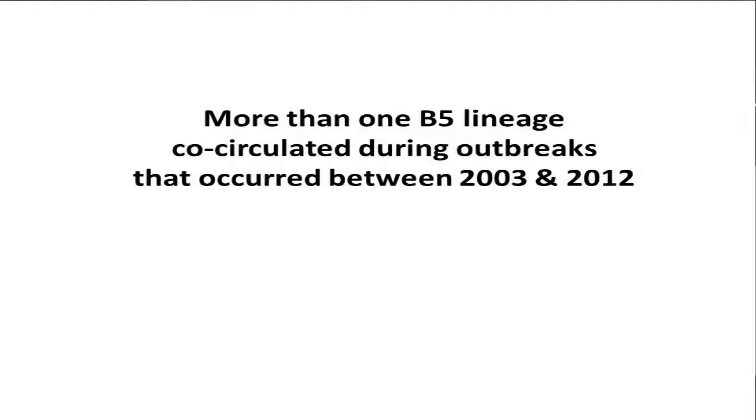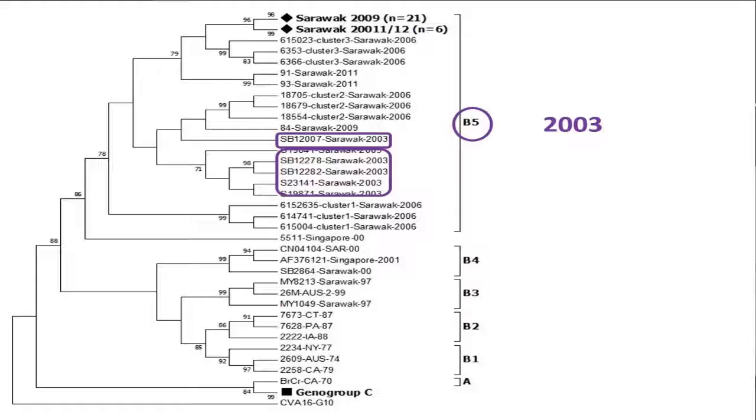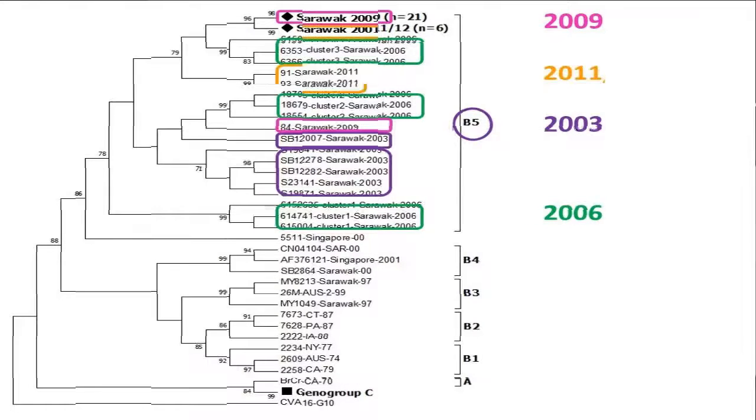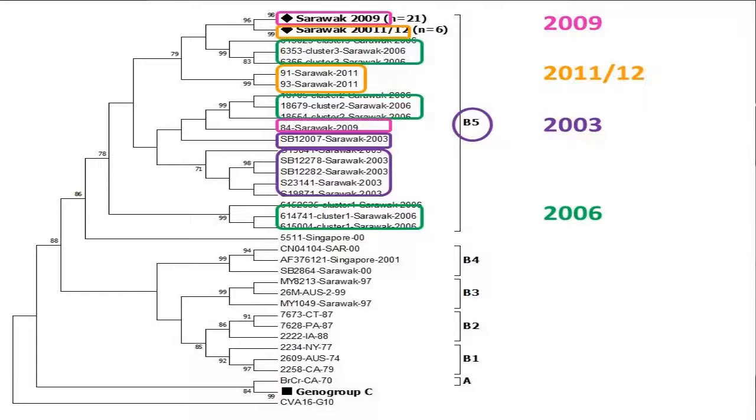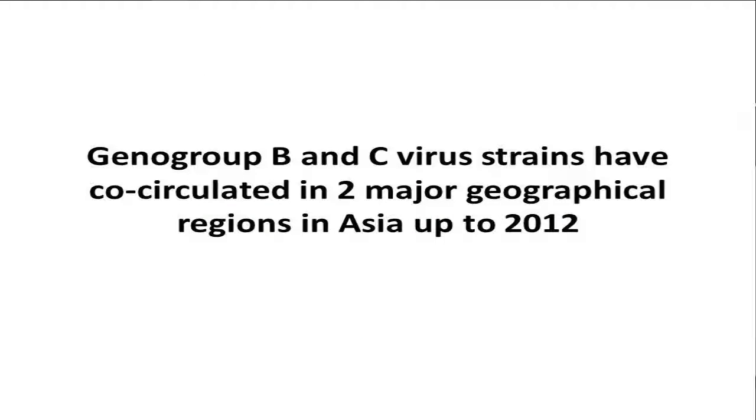So we see more than one B5 lineage, even though we are seeing the same subgenotype since 2003, but there are differences. We see different lineages of B5. So again, just to reinforce the point, in 2003 we saw two separate lineages. In 2006 it was rather dramatic, three totally different lineages. 2009, same thing, 2012, 11.